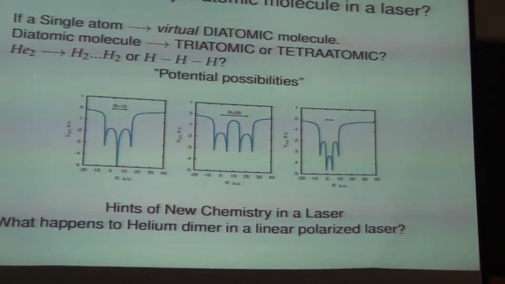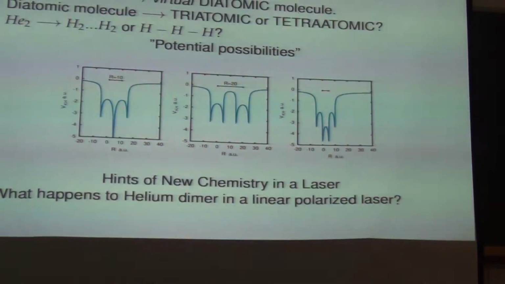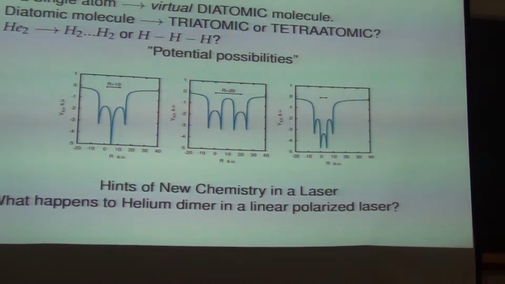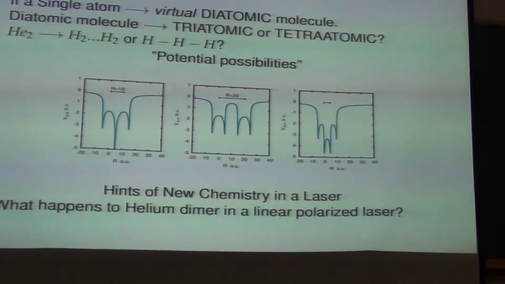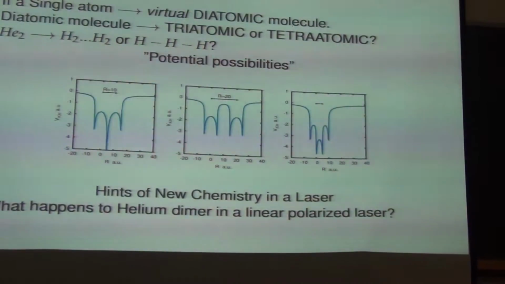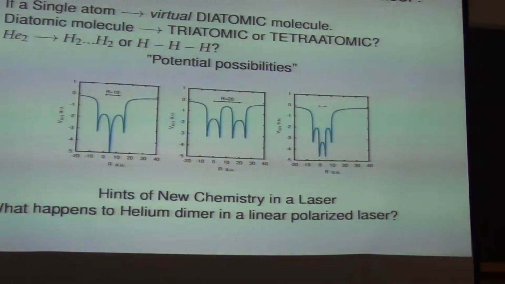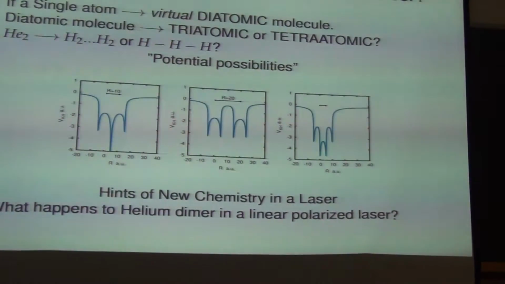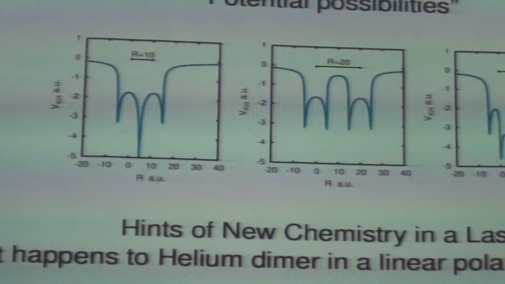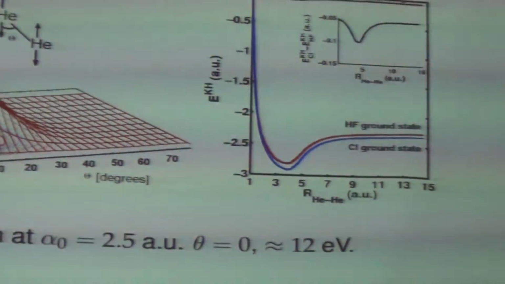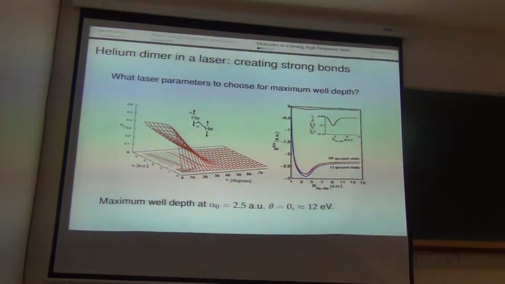And the other option is when you have a distance of 20 atomic units, so then you have two separated units. And then you have another case in which the distance is, I don't know how much distance. You could also have a possibility like this in which it looks like a tetraatom. Now, here just from the nature of the potential, you can see that you can create new kinds of chemistry for helium dimer.